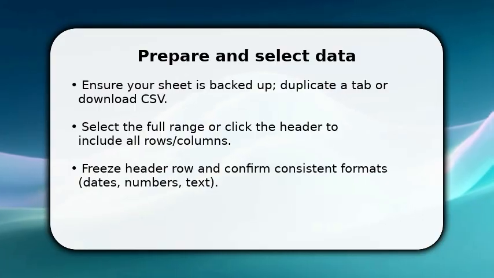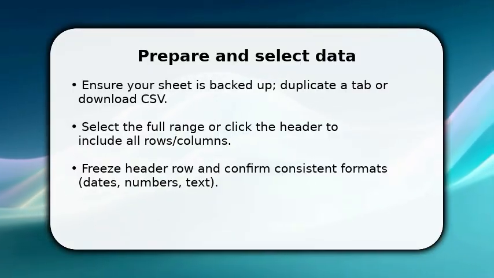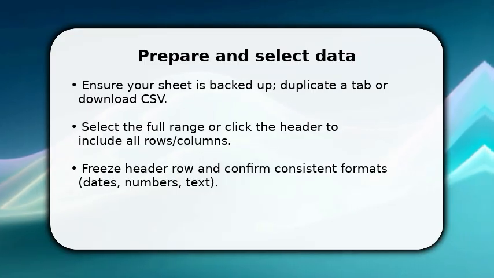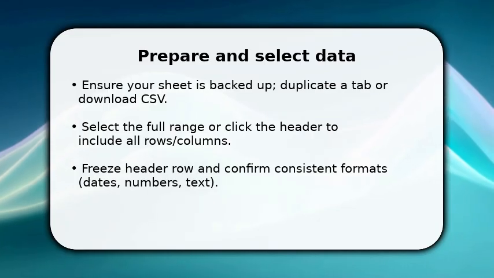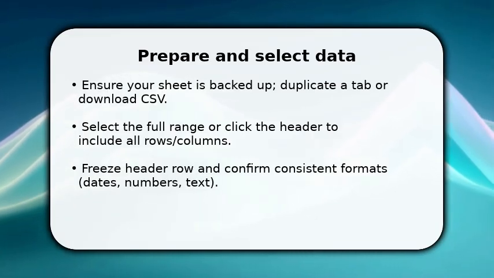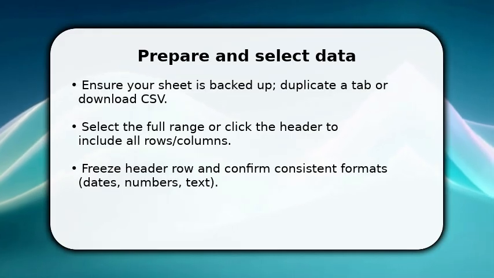You start by securing your data. Make a copy of the tab or download a CSV so mistakes are reversible. Once done, click the column headers or drag to select the full range you want to deduplicate. Include all relevant adjacent columns to preserve row integrity.